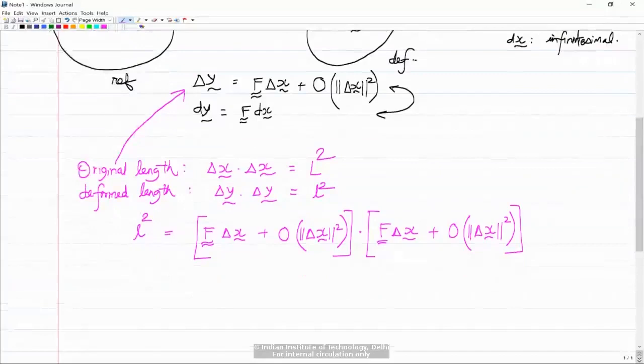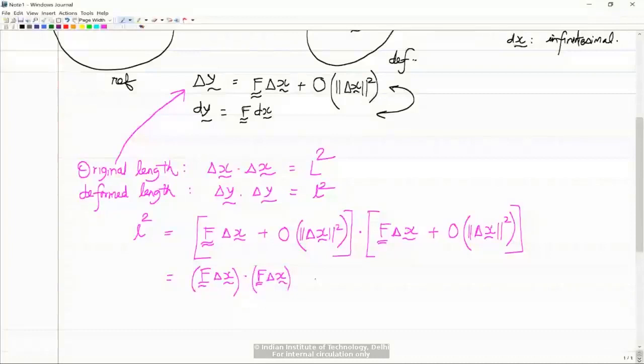All right, now what do I do? How do I take the dot product? So of course you cross multiply. There are two terms on both the sides of the dot product. So one of the things that you will get is F delta x dot with F delta x. Okay, and remember that it is this thing dotted with this thing. The bracket is important.